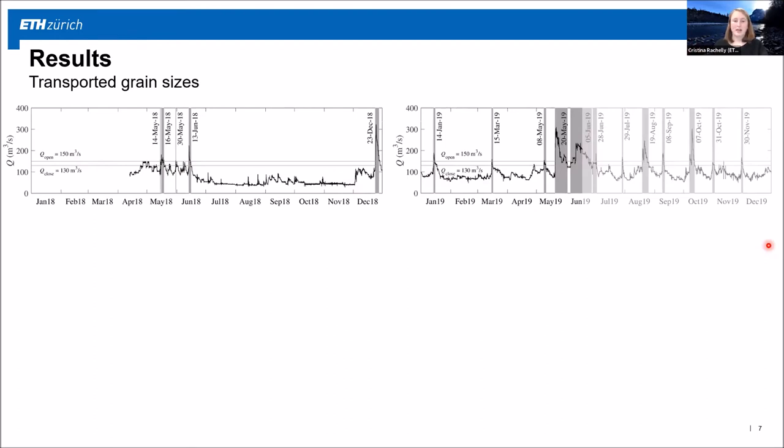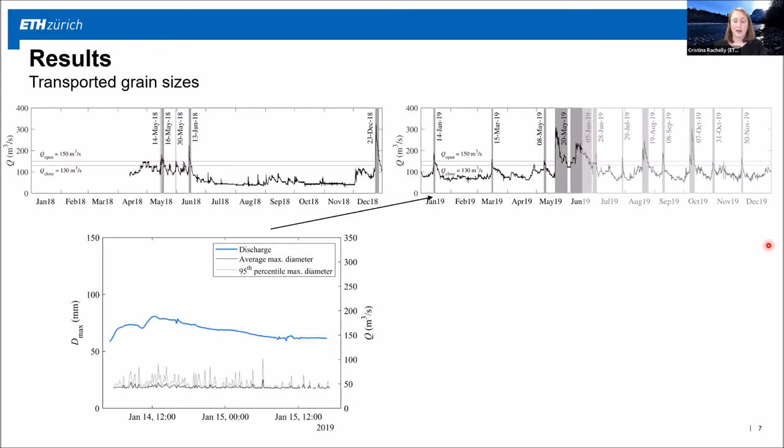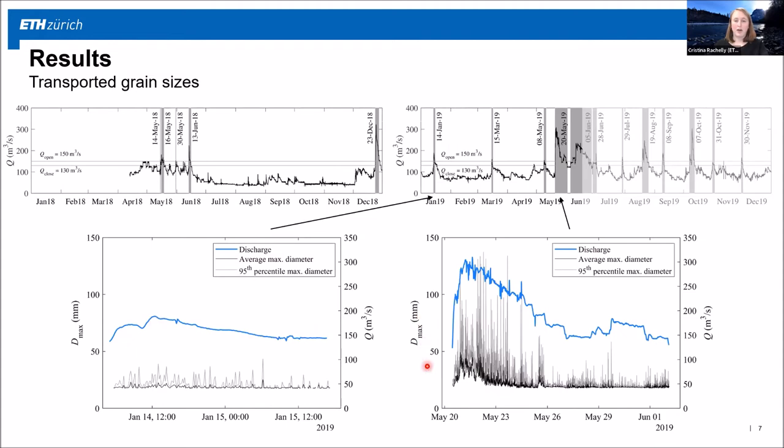Just as an info, we have a new geophone installed now at the vortex tube. But from the data we got, I can show you two example flood events. In blue, you have the discharge again. This is a quite short flood event and has a low peak discharge. And in contrast, we have a longer multiple day flood event, which has a peak discharge of about 300 cubic meters per second, which corresponds roughly to a 1 year flood.